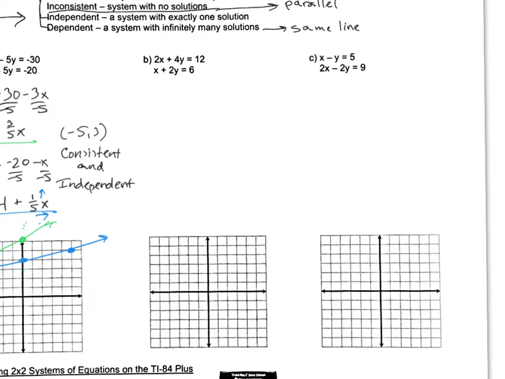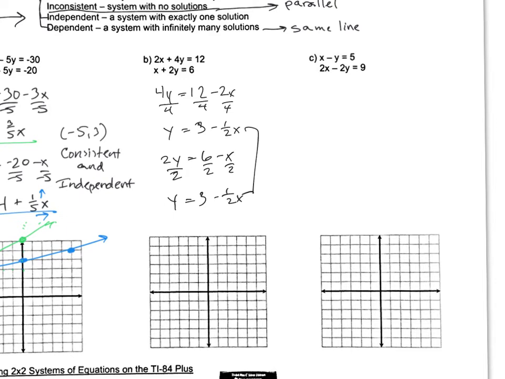Let's try this one. Solving for y again, we have 4y equals 12 minus 2x, and divide them all by 4. Simplify, pay attention to your signs. We get 3, and I'm going to reduce the fraction, so we have y equals 3 minus 1/2 x. Second line is 2y equals 6 minus x, and divide everything by 2, and we get y equals 3 minus 1/2 x. These are exactly the same. They're the same line. I'm going to graph it because we're told to. So we go up 3, then our slope is negative, so we go down 1 and to the right 2.